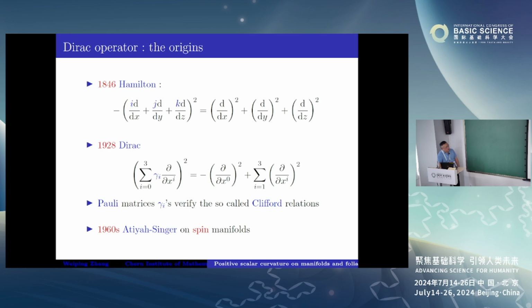Many years later, Dirac, in the Lorentzian setting, found this operator with the gamma i, the Pauli matrices, and found that this first order operator squared equals the Lorentzian Laplacian. This plays an important role in Dirac's theory and in physics. Then many years later, Atiyah and Singer generalized Dirac's construction to curved, higher dimensional manifolds. They found that it can be well defined on a spin manifold, which is a topological restriction on the manifold. So many people also call this operator the Atiyah-Singer operator.